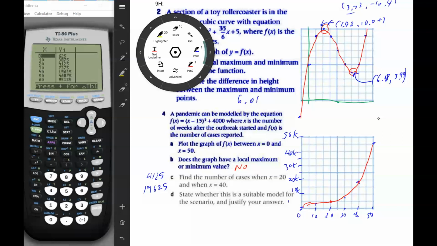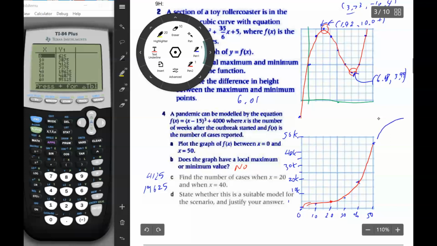So, yeah, eventually you would expect a curve like this to flatten out when it starts running out of people to infect. So that's what I would say is the problem with this model. It works for 50 weeks. But the further it goes, then eventually it needs to come down, right? And the cubic model never comes down. So that's what I would say the problem is here. And that's it for this page.